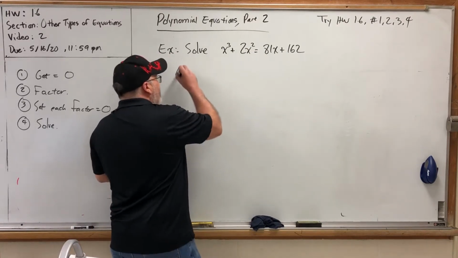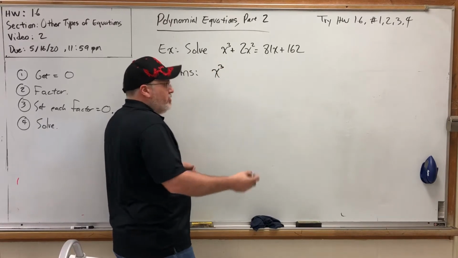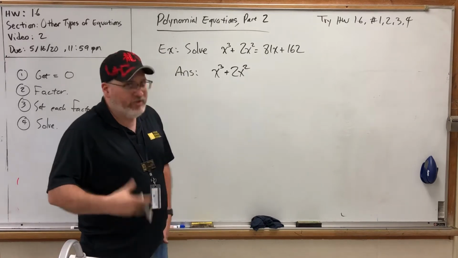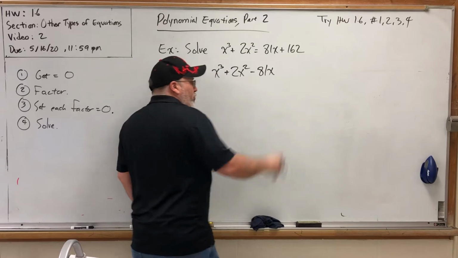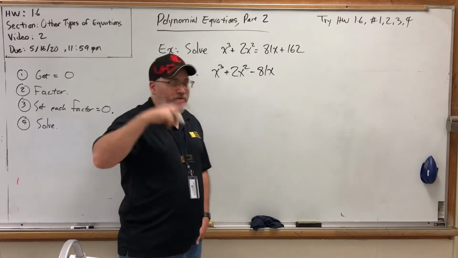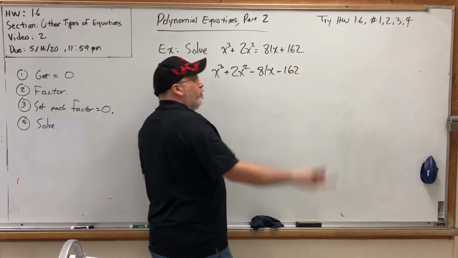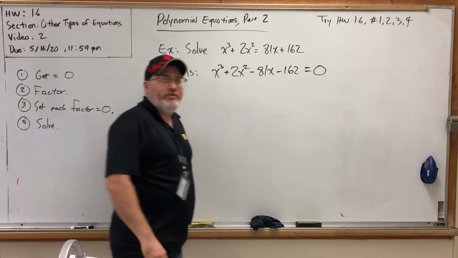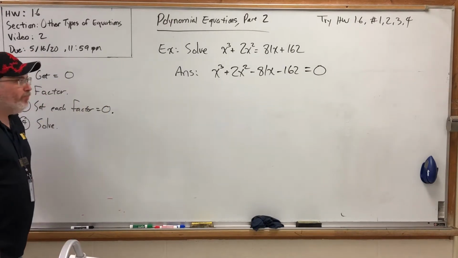And if we did that, we would have x to the third power, which didn't move, so it didn't change signs, plus 2x to the second power, which didn't move, and so it didn't change signs, minus 81x, which did move to the other side, and so it did change signs, and minus 162, which did move to the other side of the equal sign, so it did change signs, is equal to 0. Okay, so we just moved some things around and got it equal to 0.